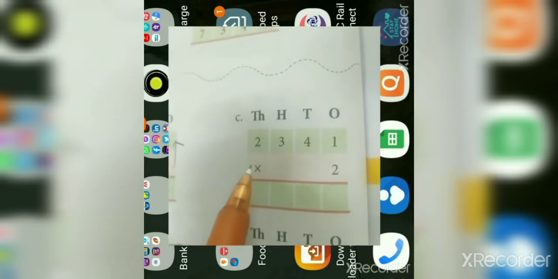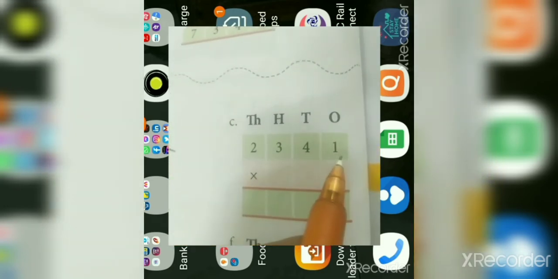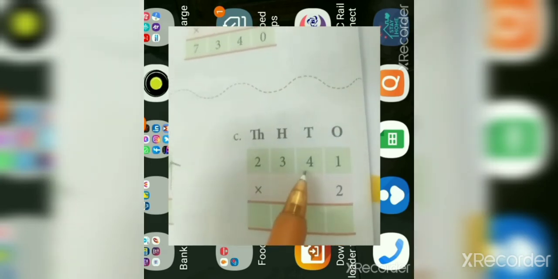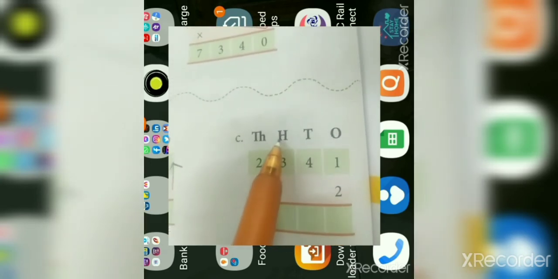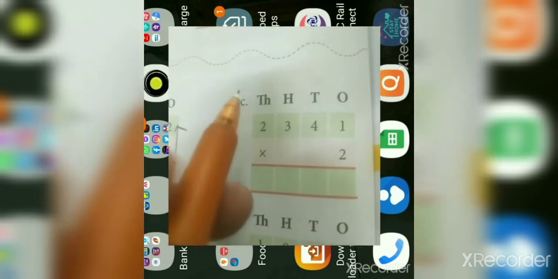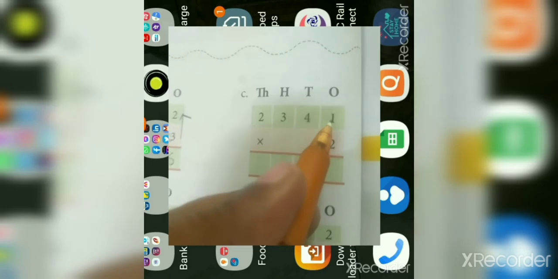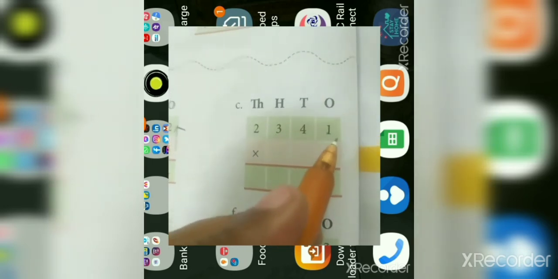So here the number is 2341 into 2. 1 is in the ones place, 4 is in the tens place, 3 is in the hundreds place, and 2 is in the thousands place. We will start from the ones place. So 2 ones are 2.